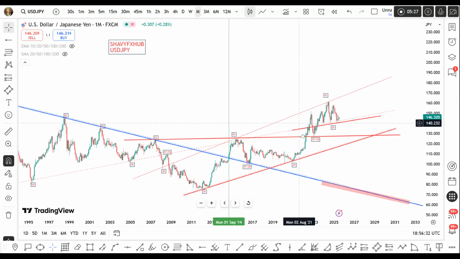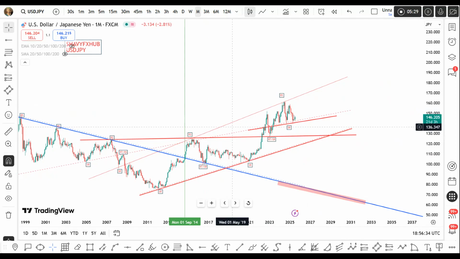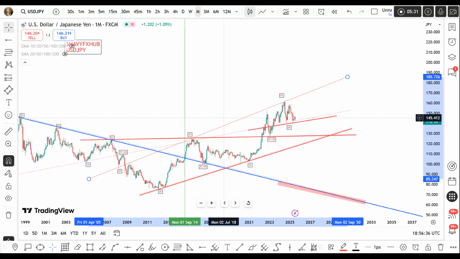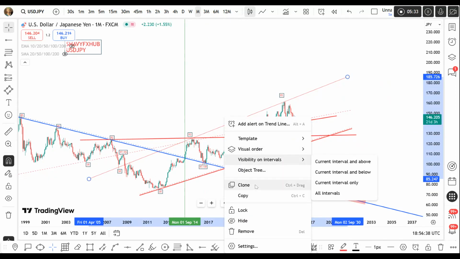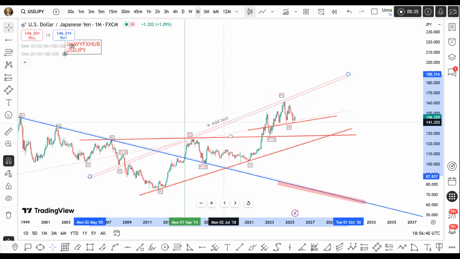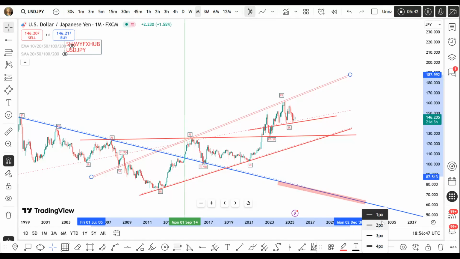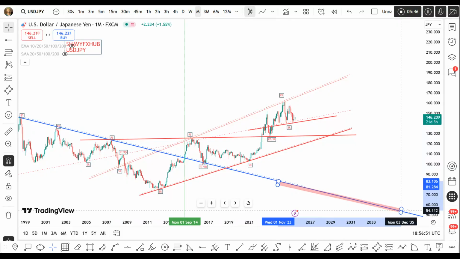Now the roof becomes my priority because now we have a roof and a floor. So we are waiting for a potential reaction either to sell from the roof when price taps into the supply roof or to allow price return to the demand floor. But this is a monthly candle, so it's going to be a while for such an expectation to be met.